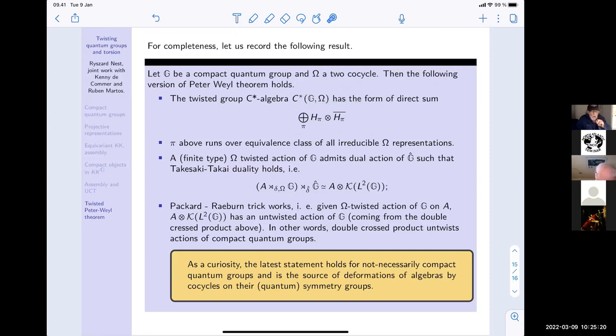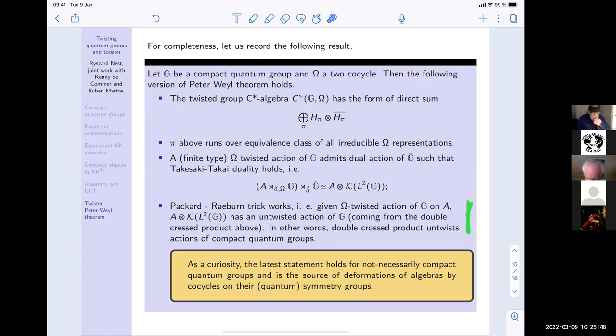Then, given this omega twisted action of a group on anything, there is the dual action of a dual quantum group, such that the Takesaki-Takai duality holds. And then there is what's called the Packer-Raeburn trick. I think it should be Slapnov. He predates them by something like 40 years, but it doesn't matter. In C*-algebras, it's called the Packer-Raeburn trick.